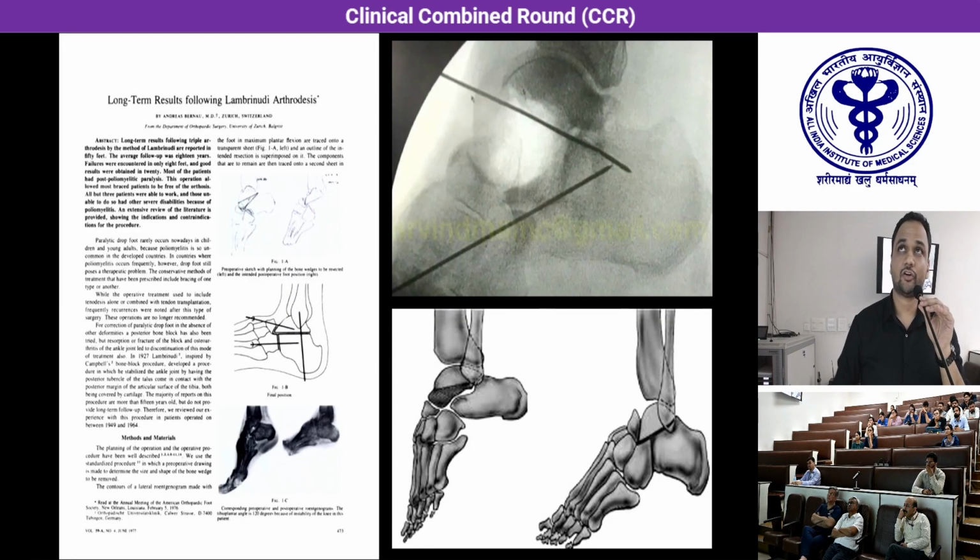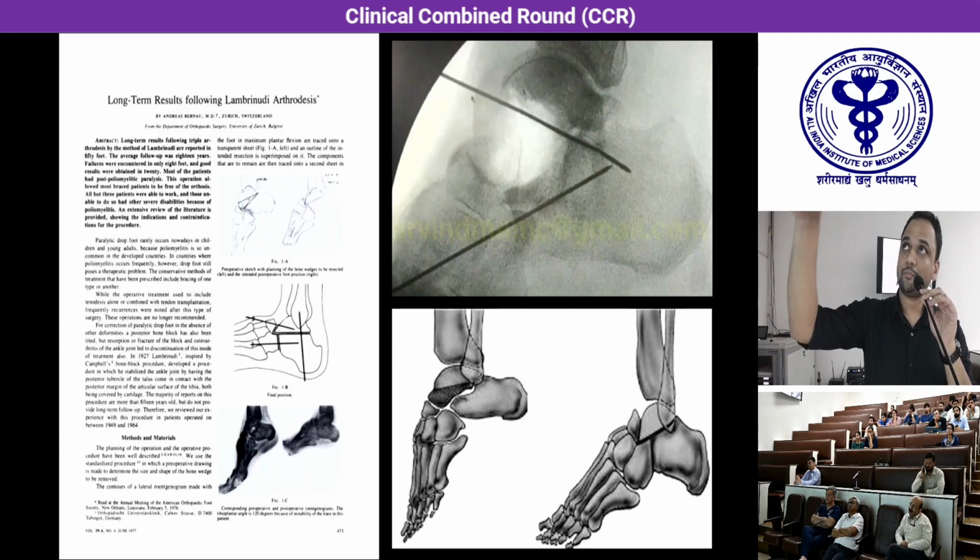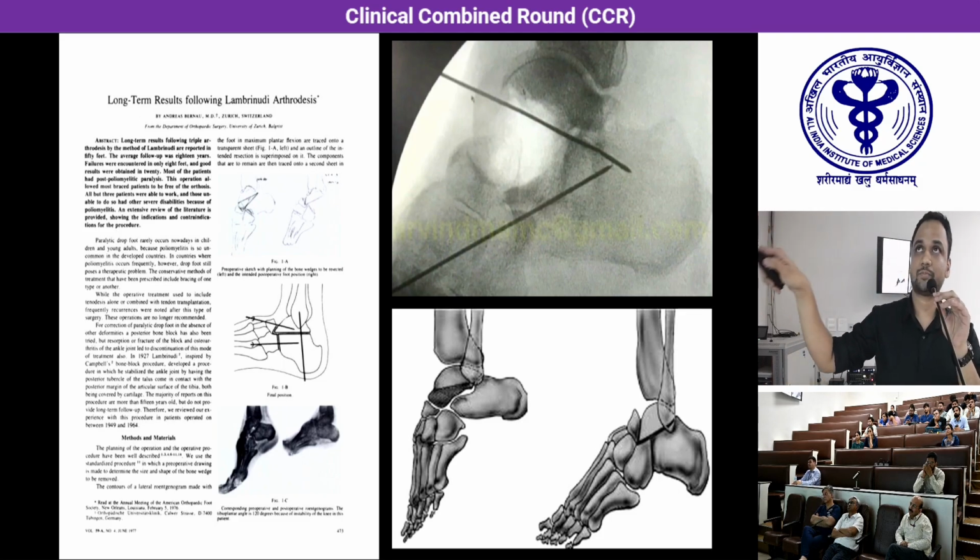So to correct this foot deformity, we went through the literature, and there was a procedure devised by Lambrinudi. This procedure was classically used in foot drop patients to correct the foot deformity. In this procedure, the deformed part of the talus bone is removed and it is fixed in a neutral and plantigrade position, and some amount of ankle movement is also preserved. So we tried to employ this procedure to correct our foot deformity.